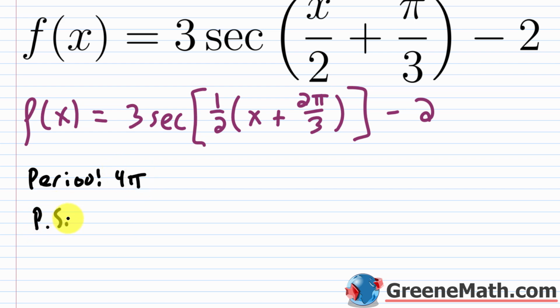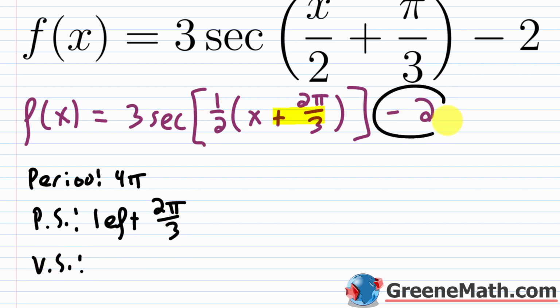What is the phase shift? Looking at the inside here, how do I undo what's being done to x? Well, I have plus 2 pi over 3. So to undo that, I need to subtract away 2 pi over 3. So this is left 2 pi over 3. And then for the vertical shift, we have this minus 2 here. So that means I'm going down 2. That's all it is. So all I'm going to do here is just, again, copy this.